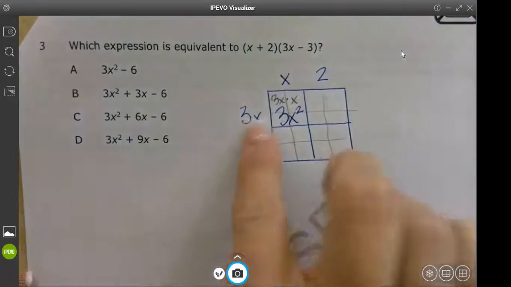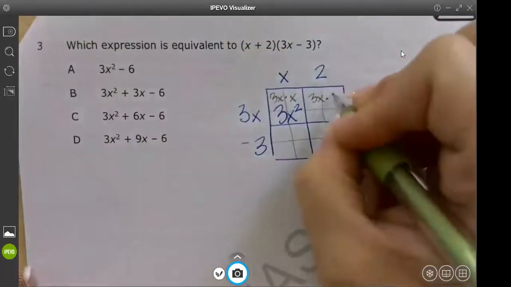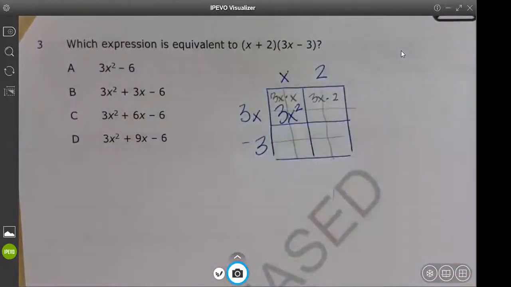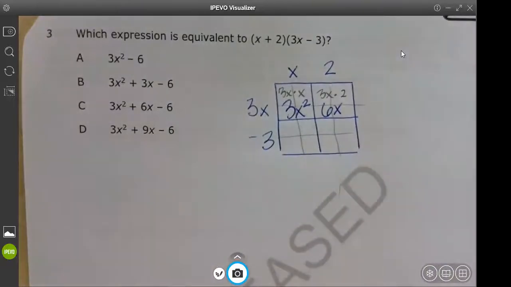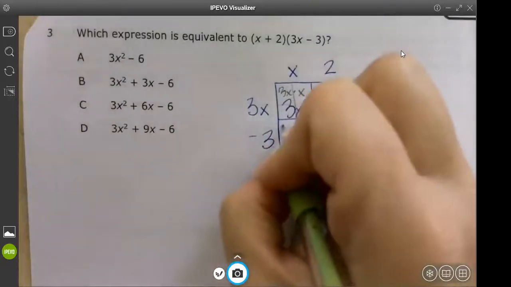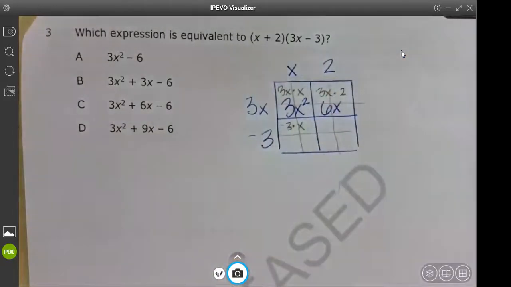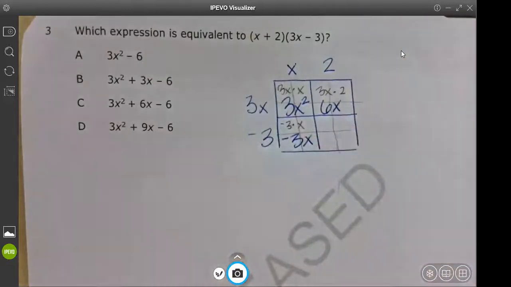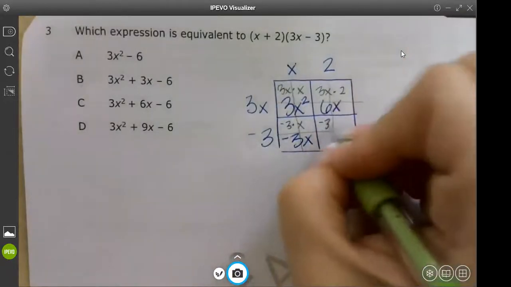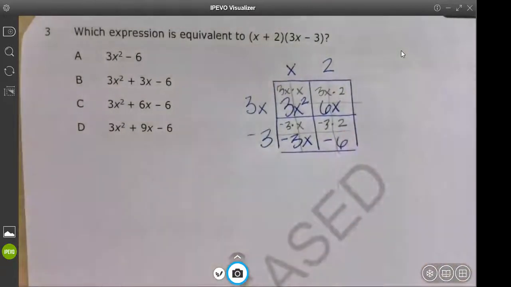And this box across was 3X. Up and down was 2. What's 3 times 2? And we have 1X. In this box across, we had a -3. And top to bottom, we had an X. And we just squished those together to get -3X. And then in the last box across, I had a -3. And up and down, I had a +2, which gives me a -6.